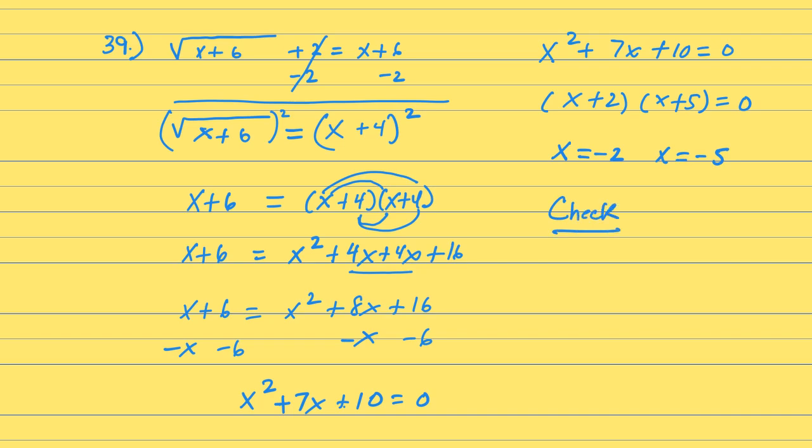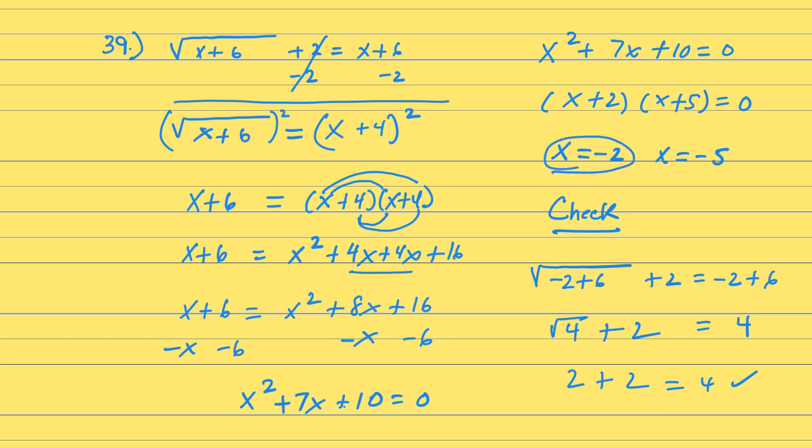How do you check? You're going to substitute back into the equation. So you have square root of negative 2 plus 6 plus 2 equals negative 2 plus 6. In this case, it's 4. So you have the square root of 4 plus 2. Square root of 4 is 2. 2 plus 2 gives you 4. So negative 2 works.